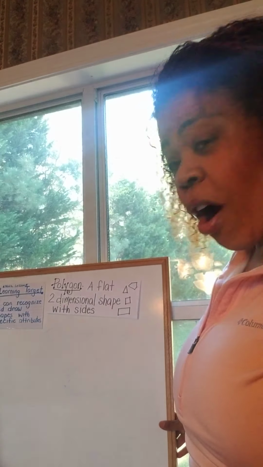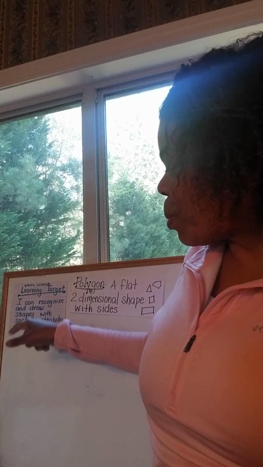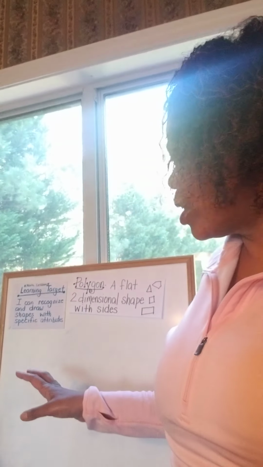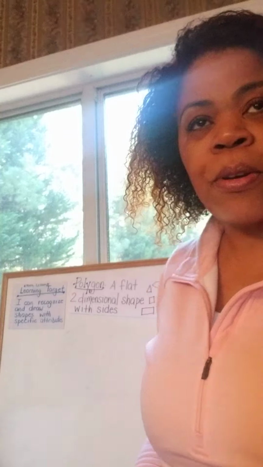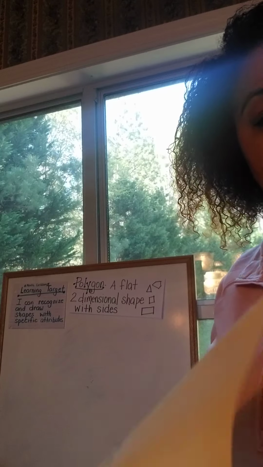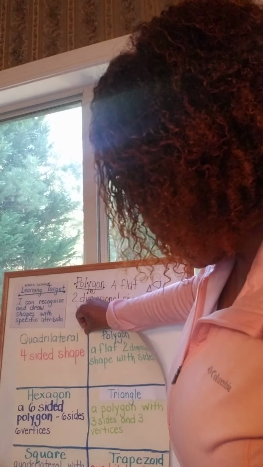So our learning target is we're still working on recognizing and drawing shapes with specific attributes, okay? And today we're going to especially work on recognizing polygons and also quadrilaterals, okay? So let's look over here at our chart that I showed you yesterday on our video, okay?